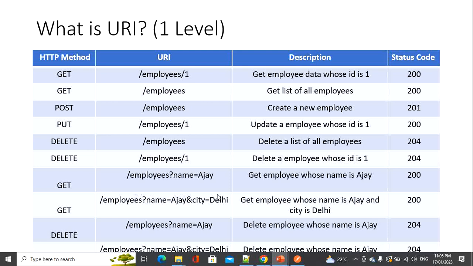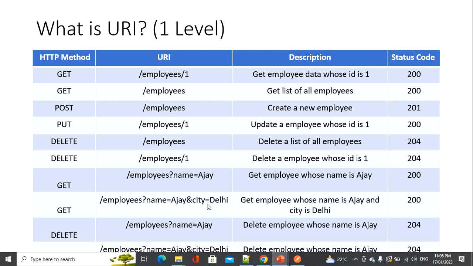I'm going to highlight one more representation. Here you can see this time I'm passing a query parameter, name equal to Ajay. Till now I just passed the ID as a path parameter. Now this is a query parameter: question mark name is equal to Ajay. What does it mean? Here I'm passing the GET HTTP method, so I'm interested to fetch employee data whose name equals Ajay. Obviously it will return the status 200.